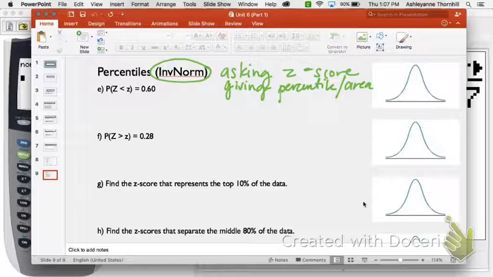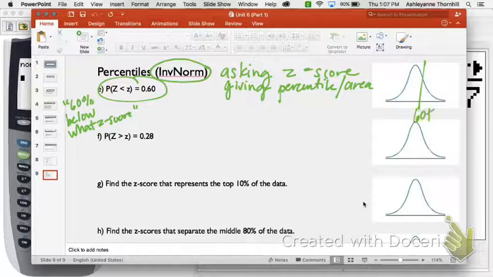If you look at E, it's saying what z-score has a shaded area of 60% below that z-score. So the way I would interpret this is 60% below what z-score. So basically what z-score is at the 60th percentile. Do you think you're going to get a positive answer or a negative answer? Positive, because you're going to be above the 50th percentile.